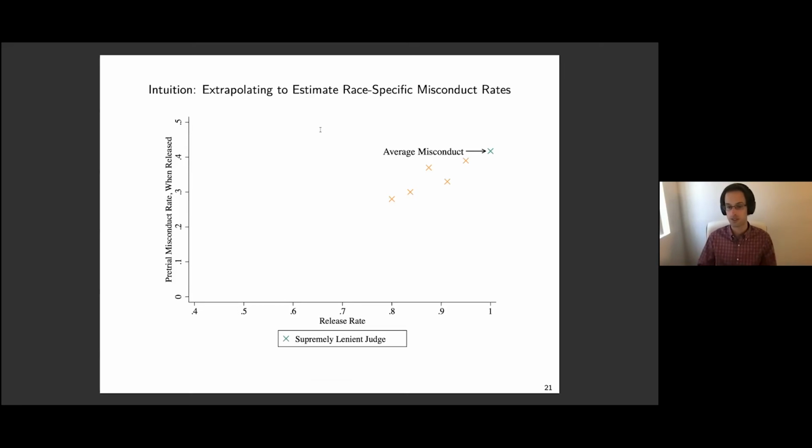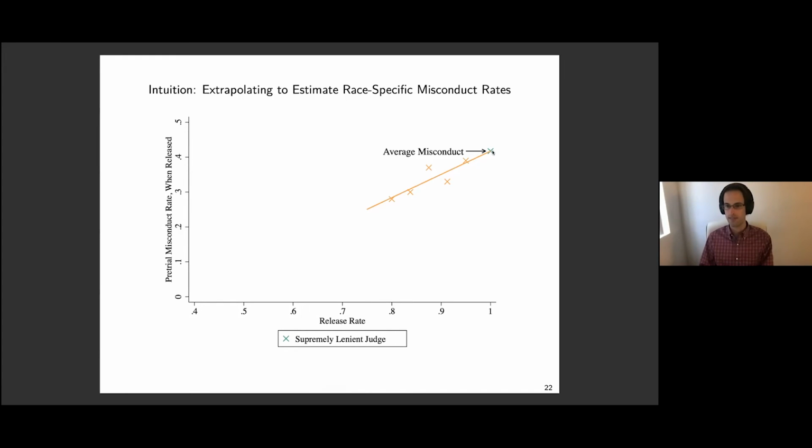To give you a picture of how this works in practice, on the x-axis here, I have the release rate of the judge. On the y-axis, I have the pretrial misconduct rate of the judge among the released defendants. Every x here is a different judge. If you have here a supremely lenient judge that releases all defendants, then it's non-parametrically identified. You can just look at the y-axis and say, okay, the defendants for this judge had a misconduct rate of around 42%. That's the overall misconduct rate in the population, because the defendants assigned to this judge are just a random sample of all defendants.